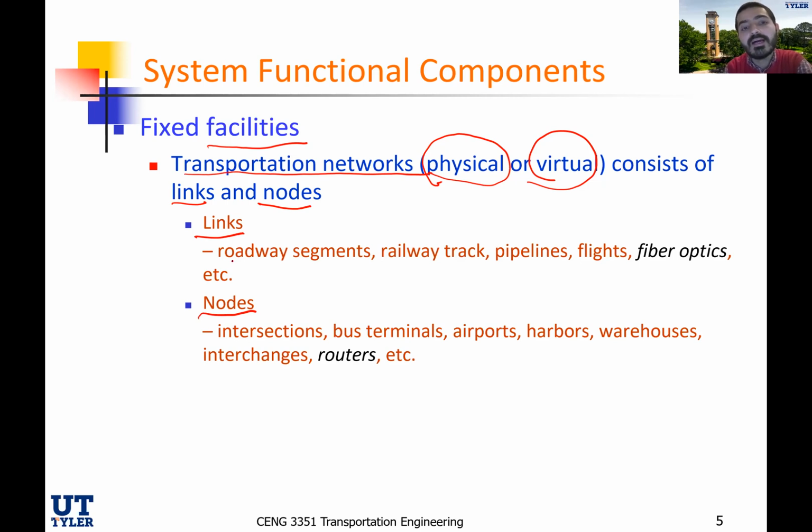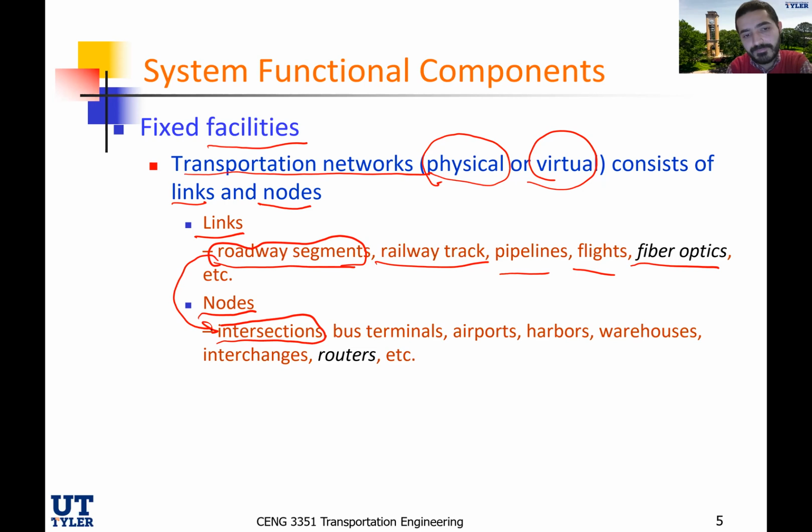The links can be a roadway segment, a simple roadway, or it can be a railroad track. It can be a pipeline. It can be a flight, or even sending information through the internet using fiber optics. All of these are links. The nodes, if I'm talking about a roadway, would in this case be an intersection, or it can be a bus terminal, or it can be an airport, or it can be a warehouse.